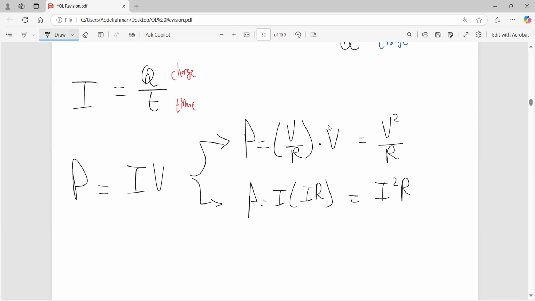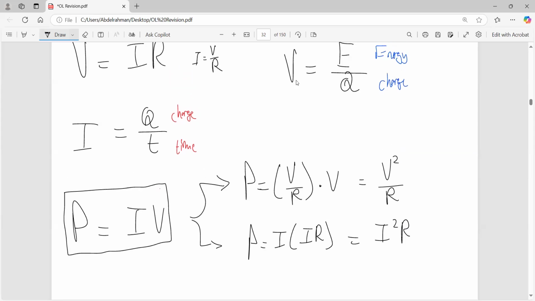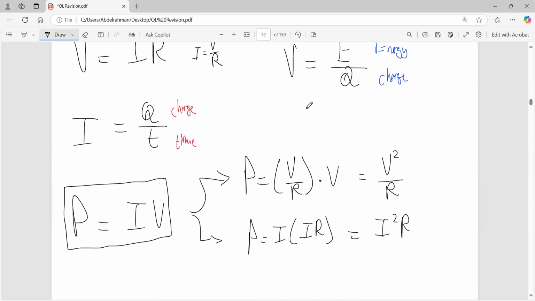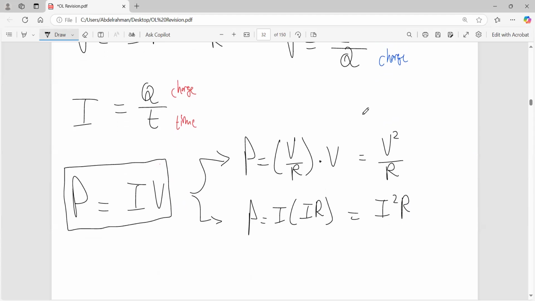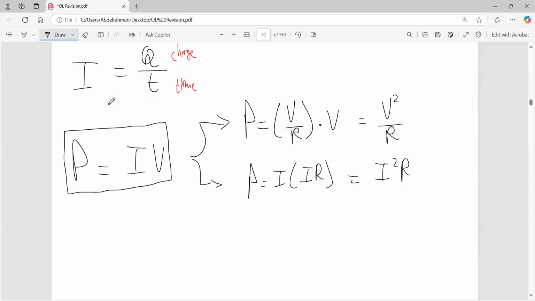Do I need to memorize these equations? No, you do not need to memorize these equations. You actually need to memorize only this equation. And then from this equation and using the first equation, which is V equals IR, you can find the missing current, or you can find the missing voltage and just substitute in the equation, finding P equals IV, which would be the easiest way out.